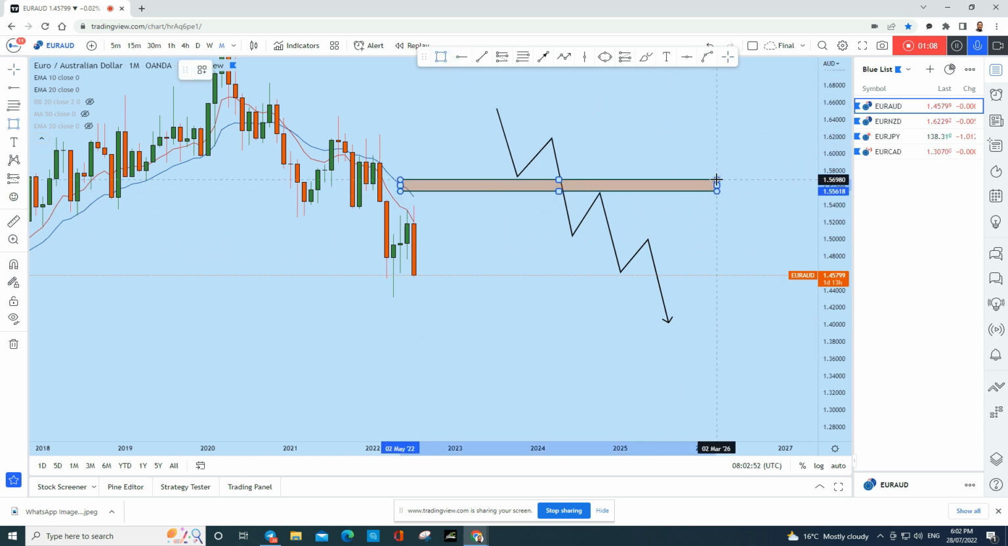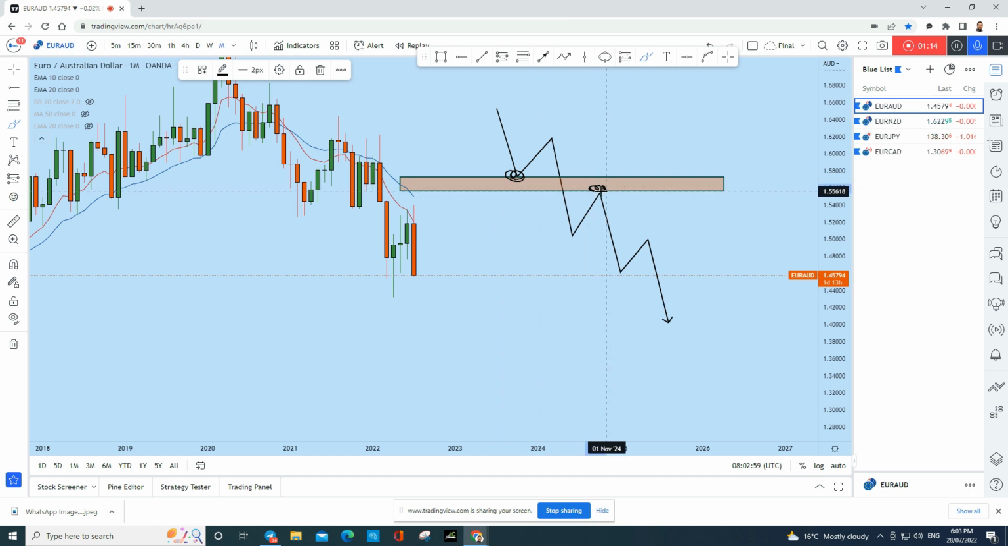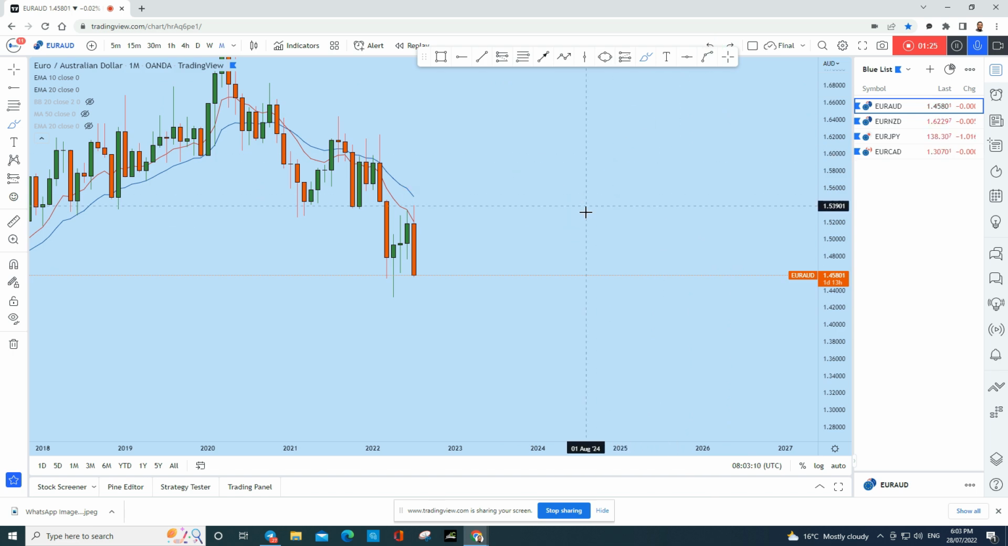Now, if you just draw a level on this one, you can see that this support could be tested as resistance, and this support could be tested as resistance. This is the language of the market, and the downtrending market structure works in this manner.